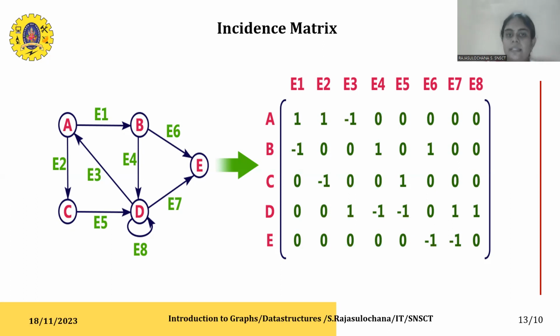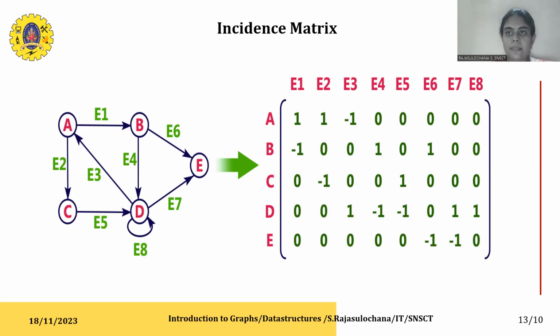Or if you take this entry A and E3, it is marked as -1. It means there is an edge E3 which is flowing towards A. In degrees are also called inbound edges, and out degrees are also called outbound edges. If there is an in degree towards that particular vertex, we mark the entry as -1, and if there is an out degree, we mark the entry as +1. If there is no edge, you mark the entry as 0. Hope you are clear. So this is the incidence matrix representation of a graph.